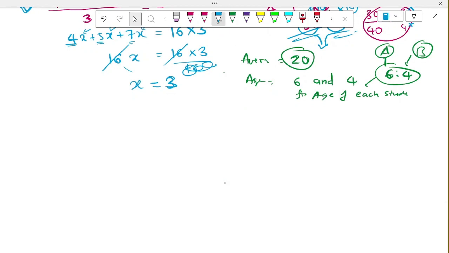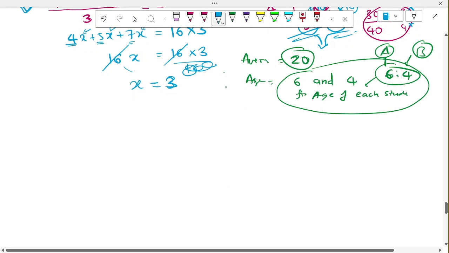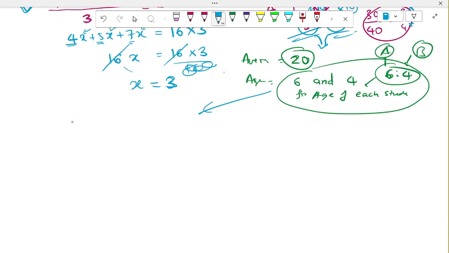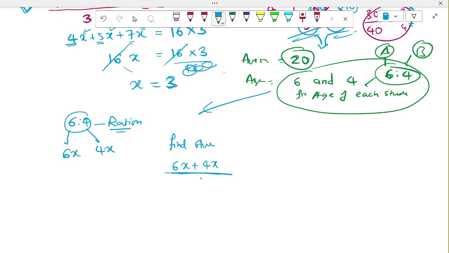Okay, let me give you some hint. Since they have given the ratio, as I told you, whenever they give a ratio, consider that this is 6x and this is 4x. Okay, and find the average. How will you find the average? For finding the average, you add the ages divided by the total number of students.